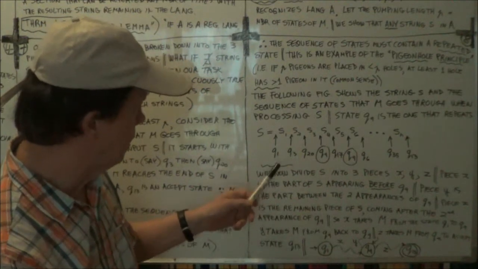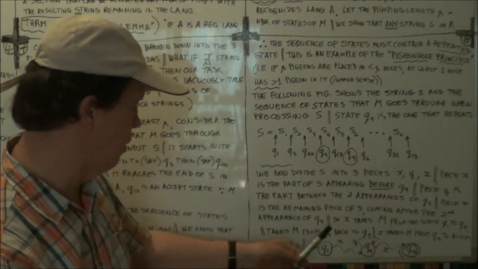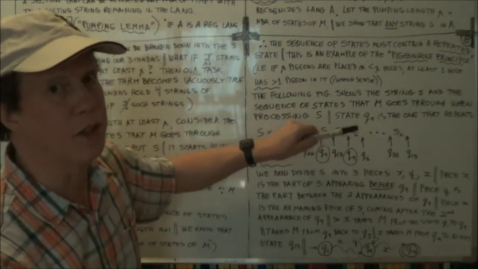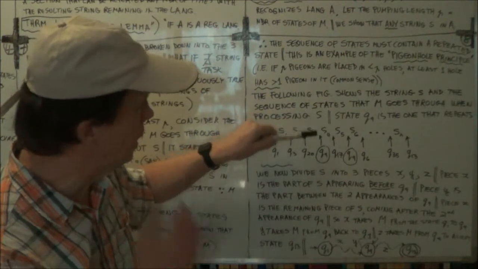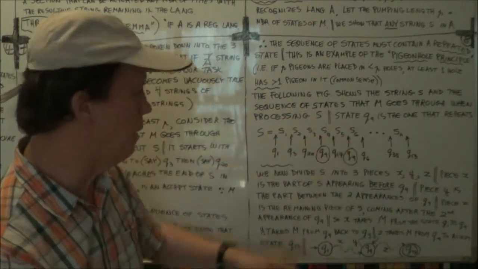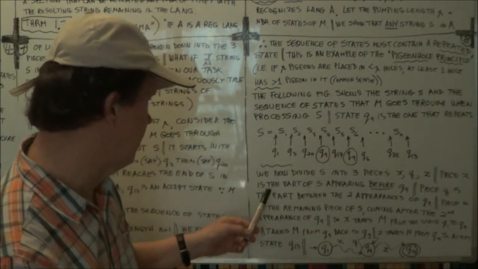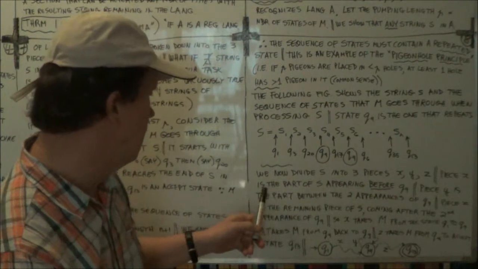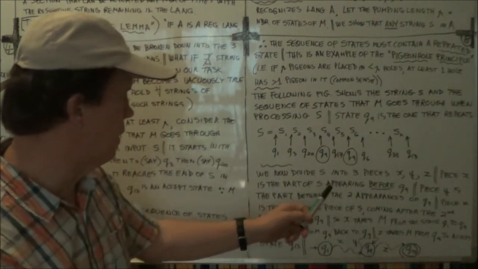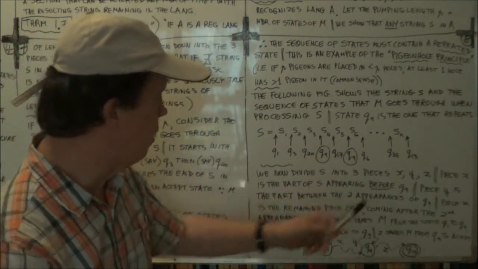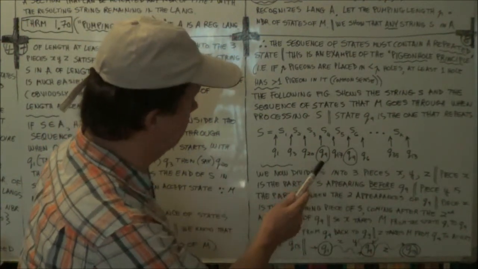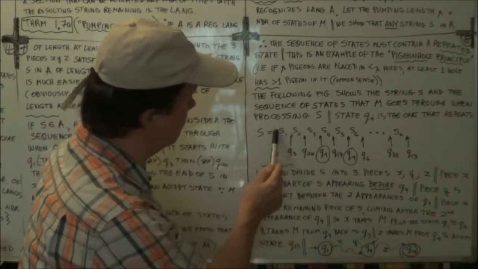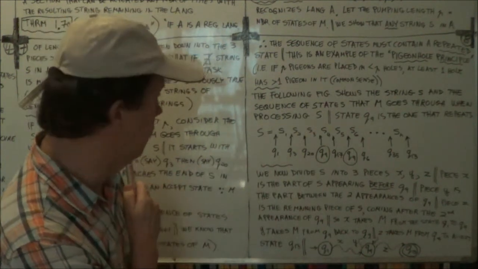Which part of it is x? Where's the dividing line between x and y, and between y and z? That's the critical part. We're dividing this into three pieces, x, y, and z. Piece x is the part of s appearing before Q9. In other words, S1, S2, S3. That's the x part of your string.